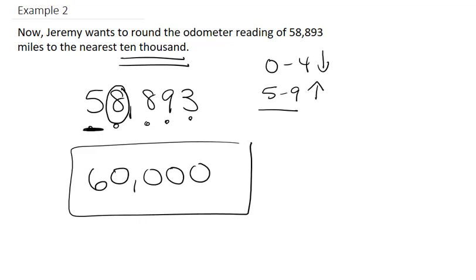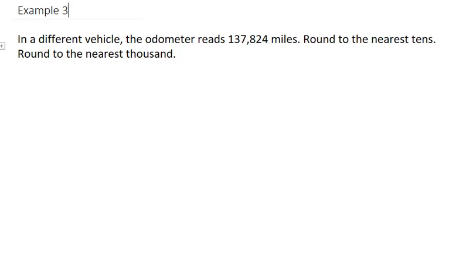So let's look at one more example. In a different vehicle, the odometer reads 137,824 miles. Round to the nearest tens. And then we're also going to round to the nearest thousand on the same number. So let's do the tens first. So we have 137,824. So we're rounding to the nearest 10.